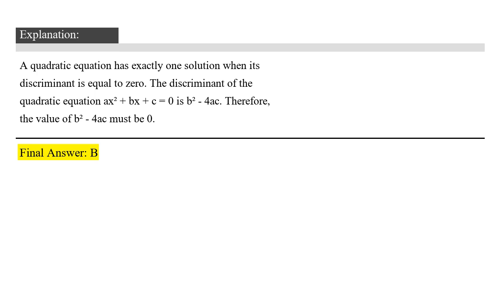A quadratic equation has exactly one solution when its discriminant is equal to 0. The discriminant of the quadratic equation x squared plus bx plus c equals 0 is b squared minus 4ac. Therefore, the value of b squared minus 4ac must be 0.